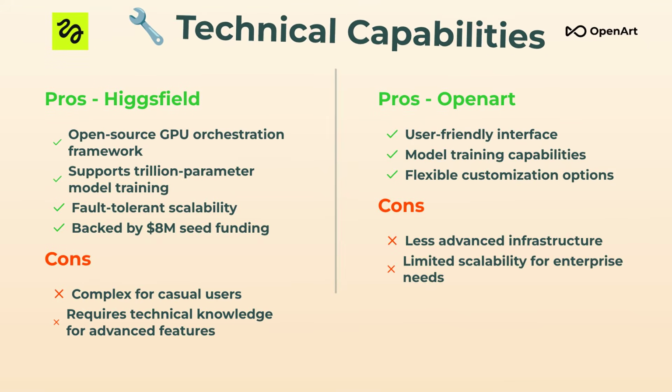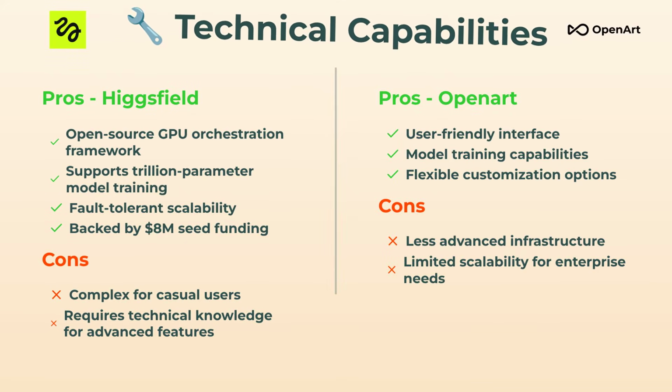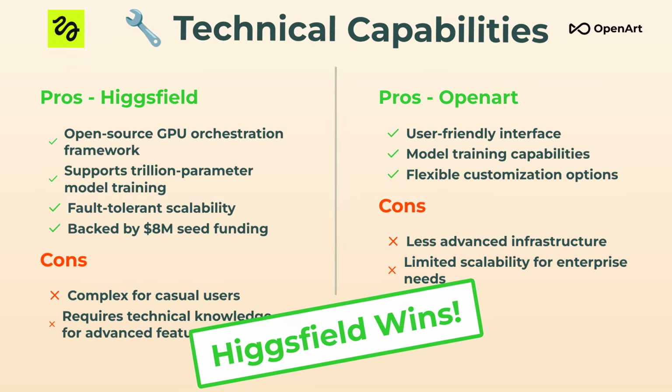OpenArt is way more friendly. You hop in, the UI is easy. You can train models, customize, and it doesn't try to overwhelm you. But the infrastructure, not nearly as beastly as Higgsfield. So, Higgsfield is the tech powerhouse here.